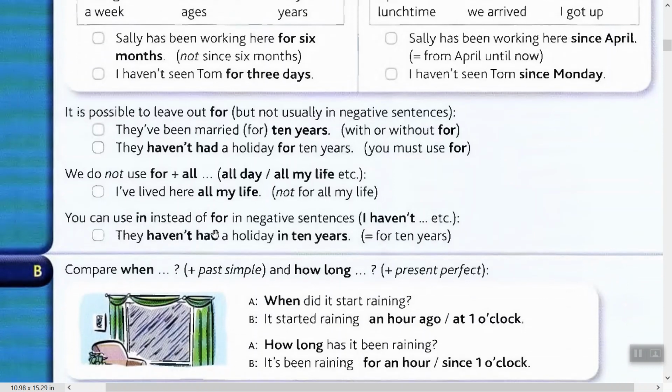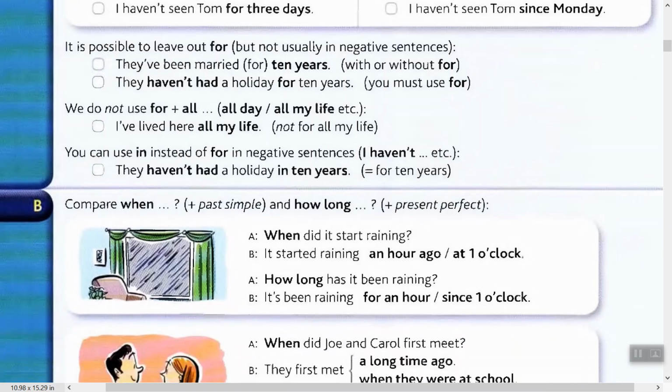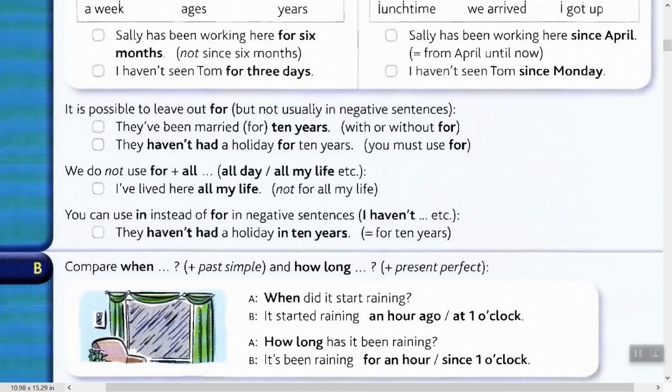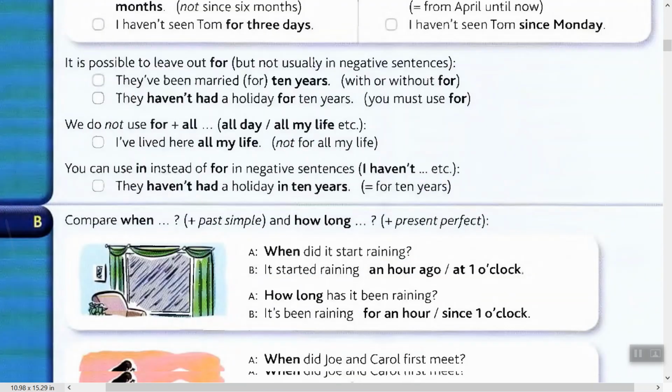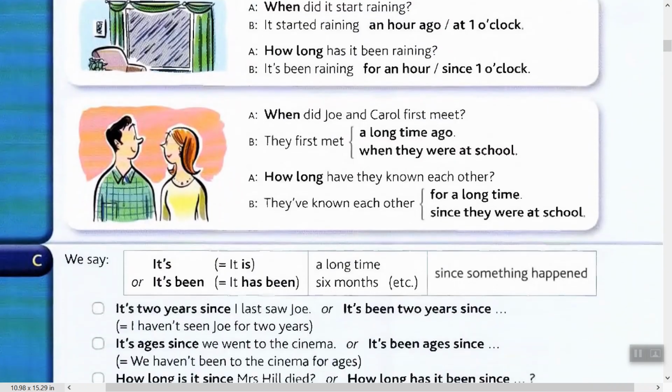You can use in instead of for in negative sentences. This is a note: as a note, you can use in instead of for. That's enough for this. We take only section A. We will not take section B.